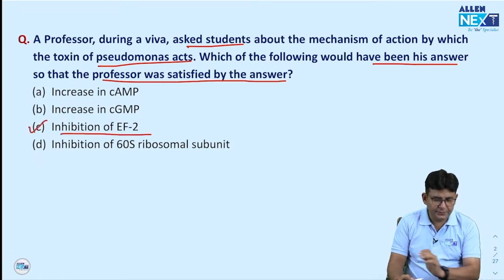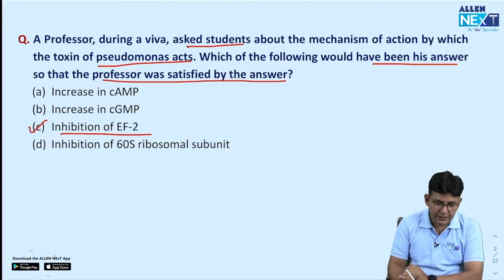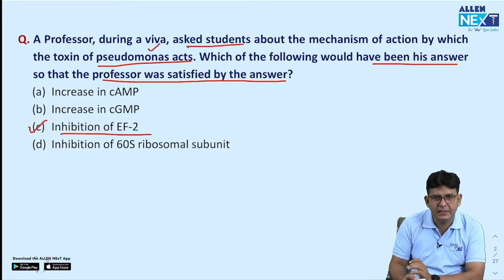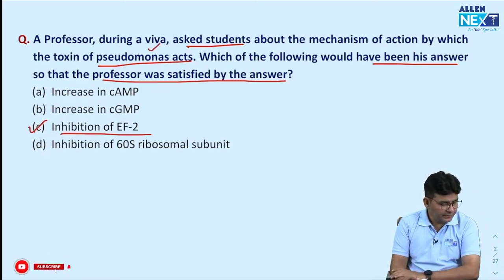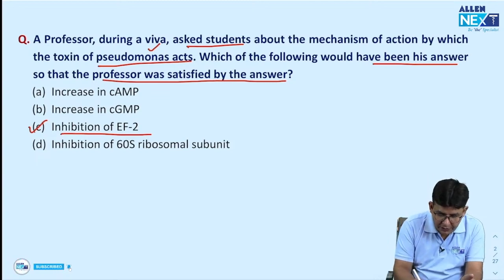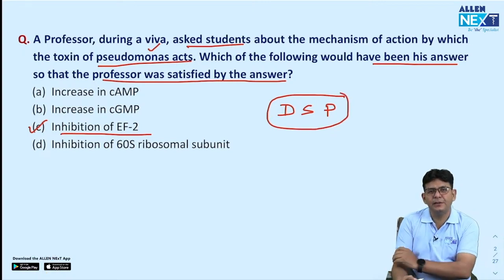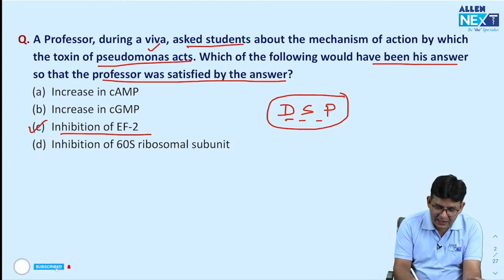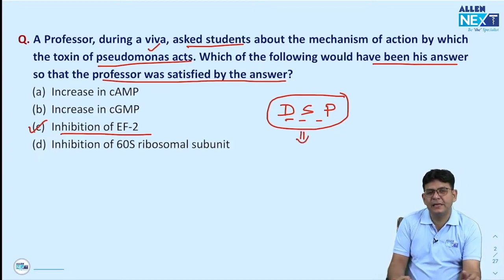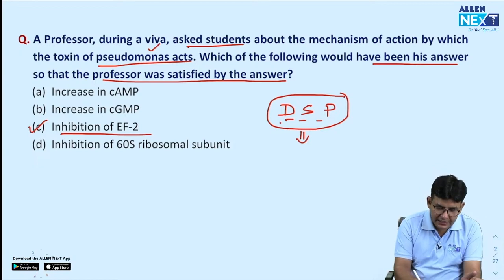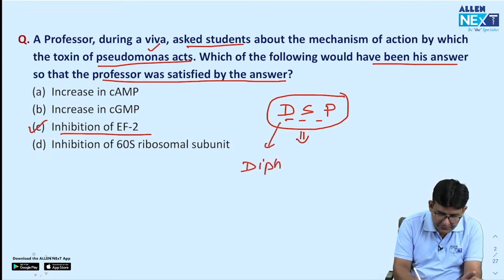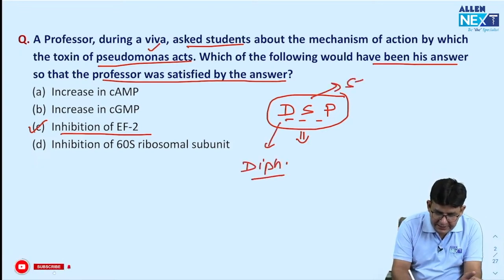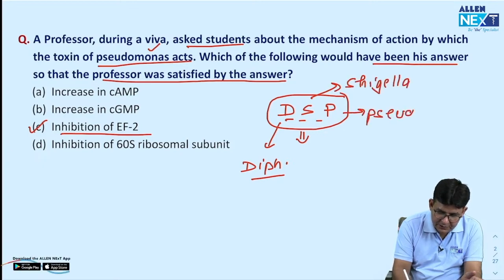So basically, inhibition of elongation factor 2 is the mechanism by which the Pseudomonas exotoxin acts, and I already told you in the videos also. Remember this mnemonic, DSP. What is DSP? Dr. Sonu Panwar. This one acts by inhibition of elongation factor 2. What is that in DSP? D is diphtheria toxin. S is Shigella. And P is Pseudomonas.